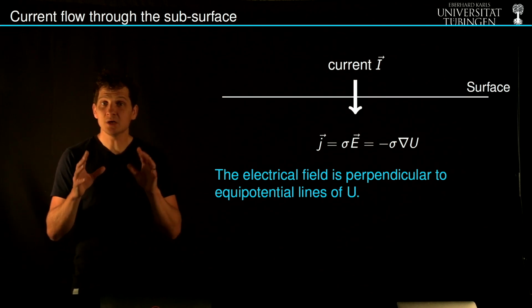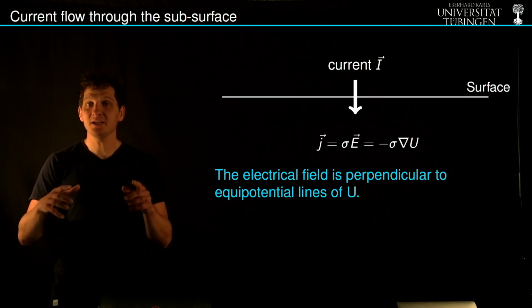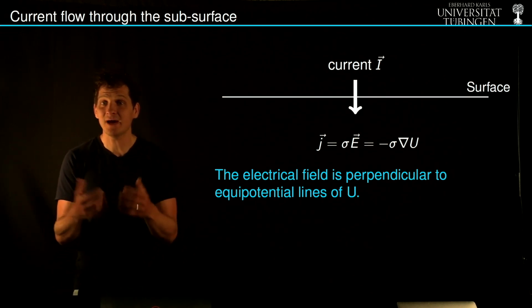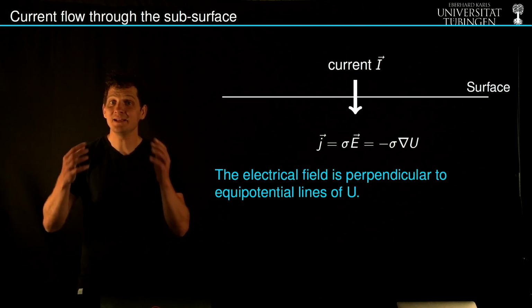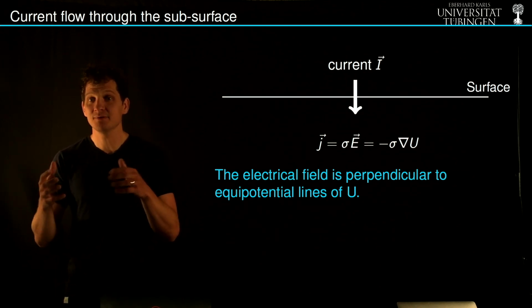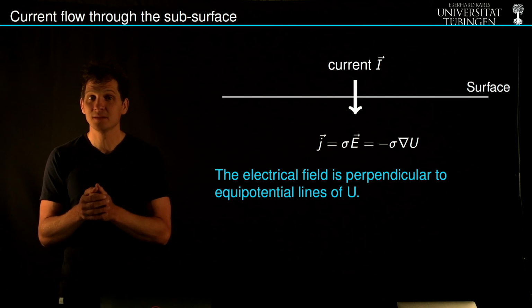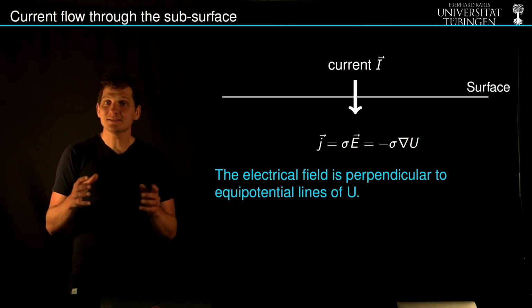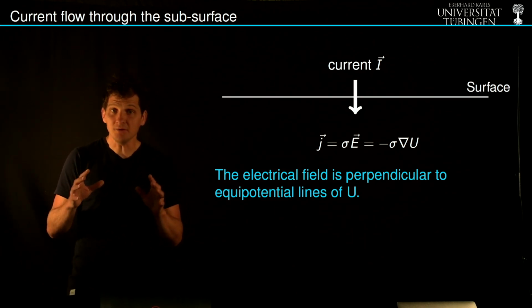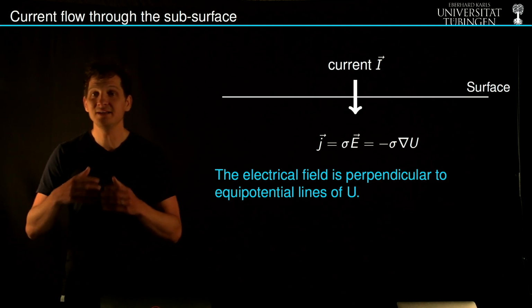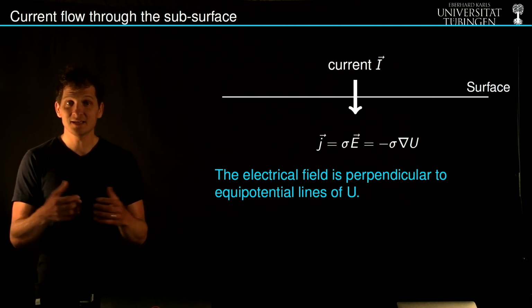Remember, it is often easier to calculate the potential U first and then derive the electrical field, and an example where we did this was when we derived the magnetic dipole field. However, this in itself is not enough information to solve the problem. We need additional physics here, and this can be done.